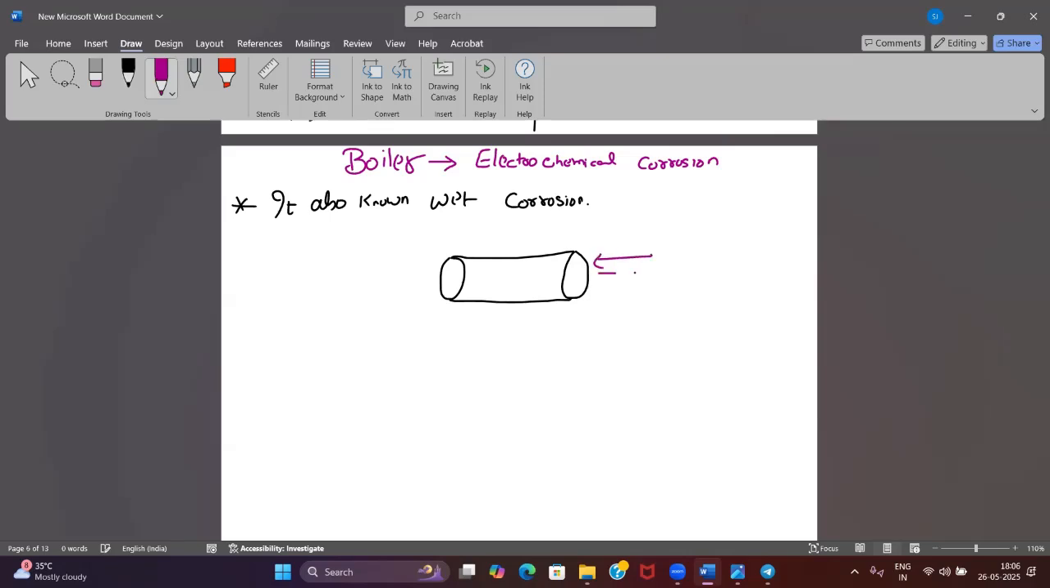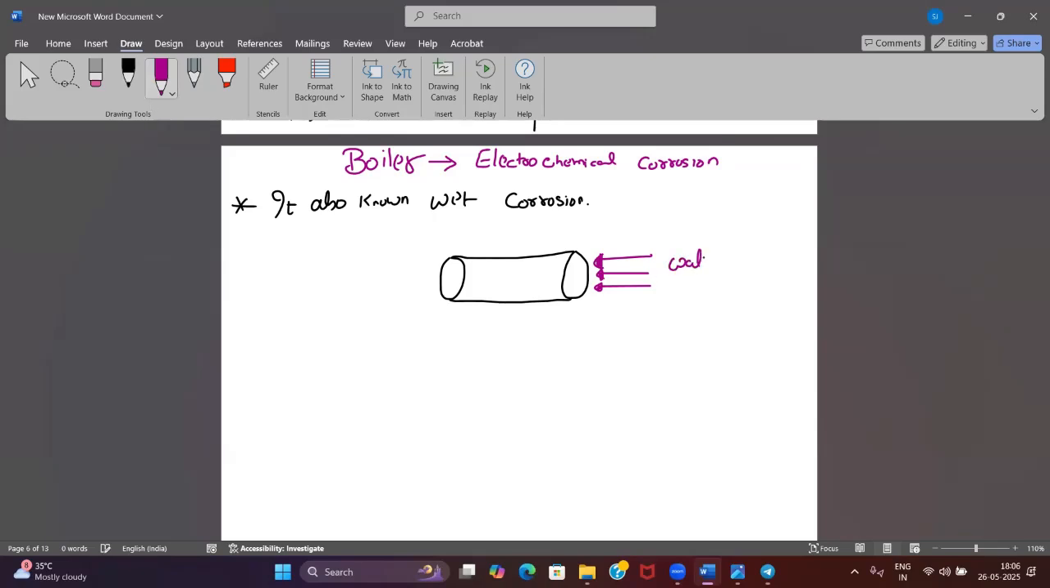वही वाला है ना जो आपने चेन ऑफ एक्शन पढ़ाया था, वेट कोरोजन. Chain of action. Which one? पहले ड्राई सूट होता है, फिर वो नहीं जल. नहीं नहीं नहीं, that is different. That is your fire. This is corrosion. So what is going inside your water tube?